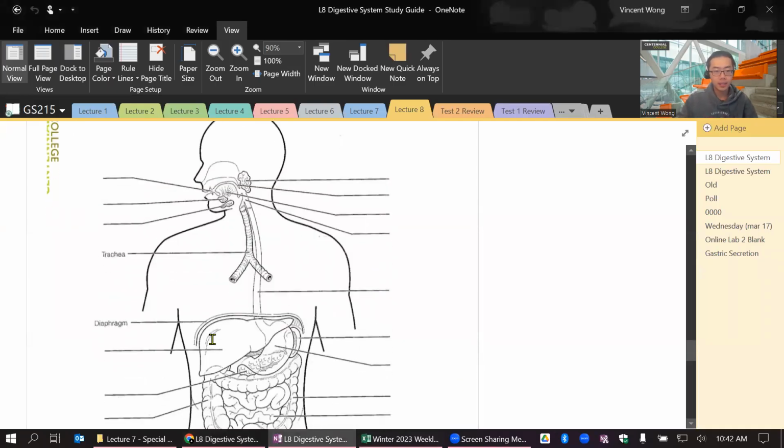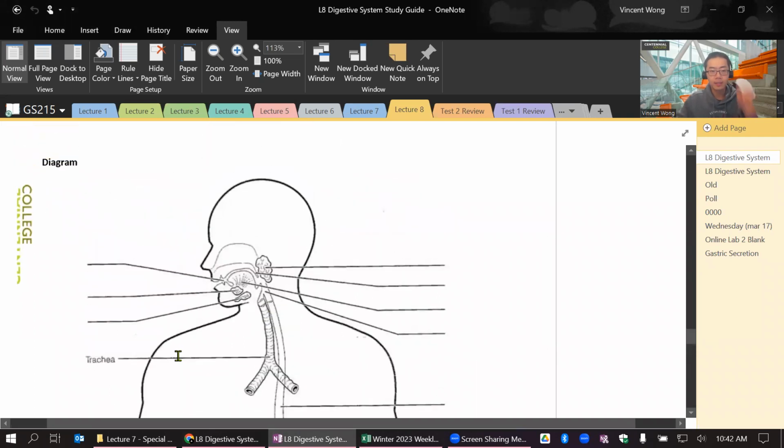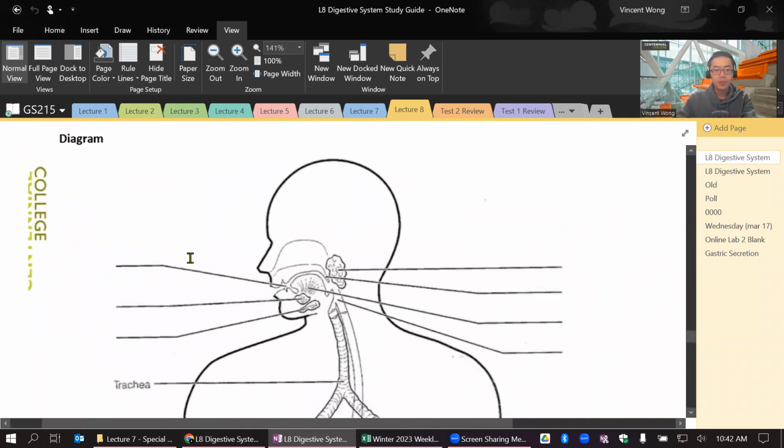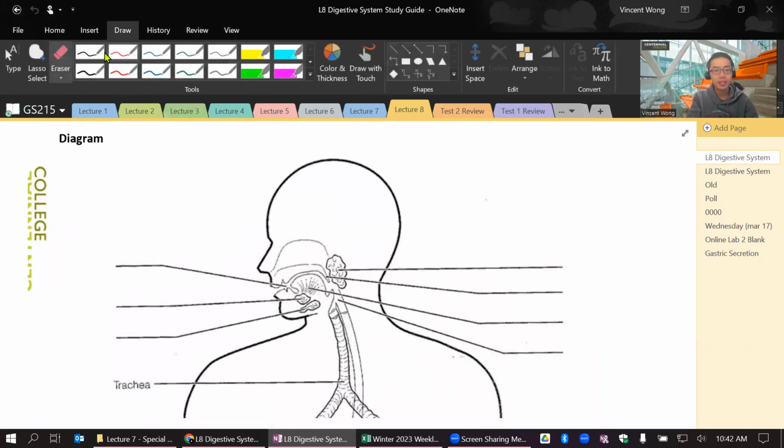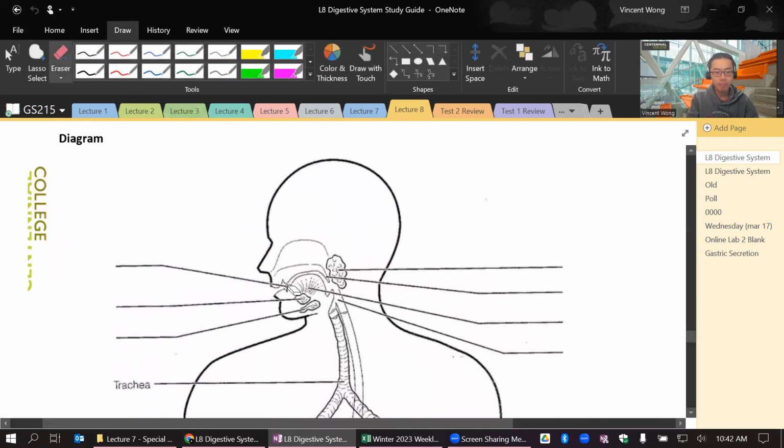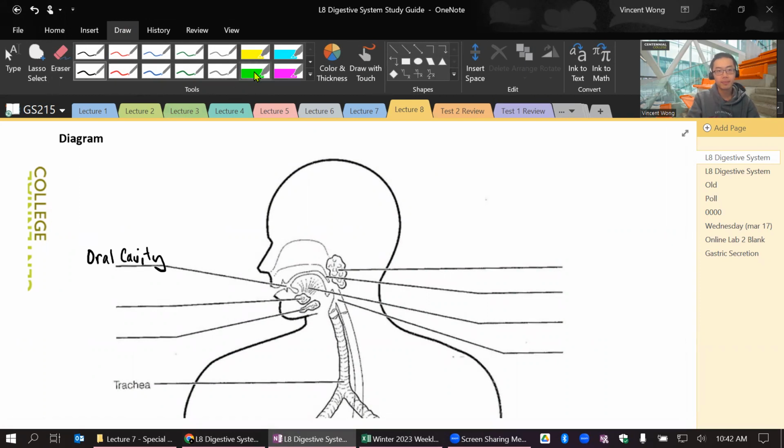All right, let's take a look at this guy here. First things first, we're going to have the mouth here. Mouth or oral cavity. That's where you put the food in.